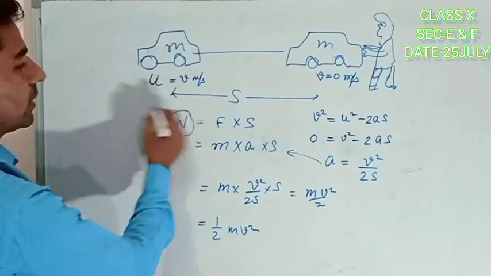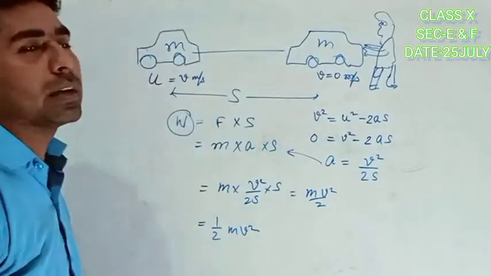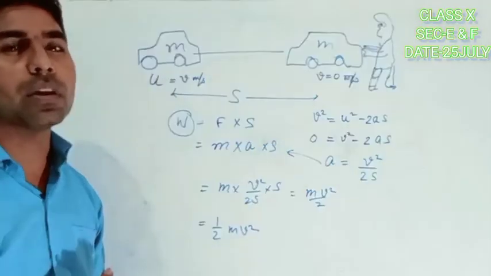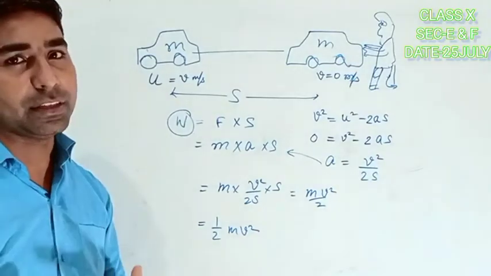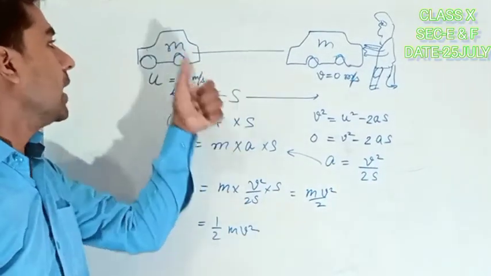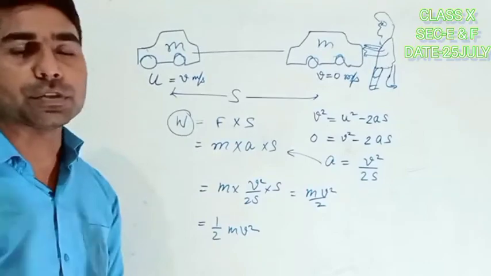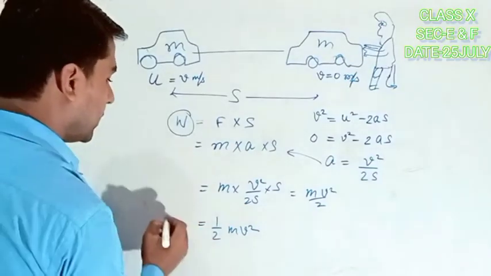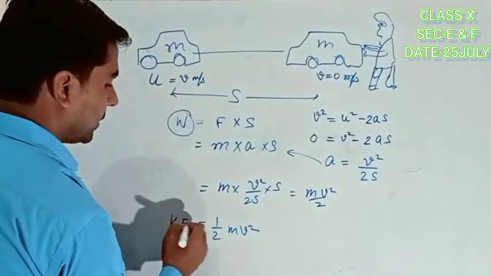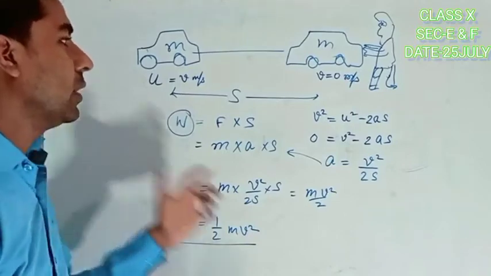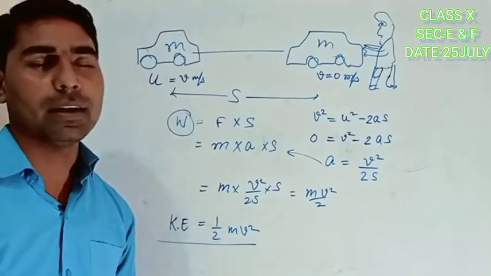This is the work done by this person to stop the car, and we know that the same amount of energy is spent to stop this car as the amount of energy possessed by the car. It means this work done is also what? The kinetic energy of the car. So we have seen the expression for the kinetic energy.